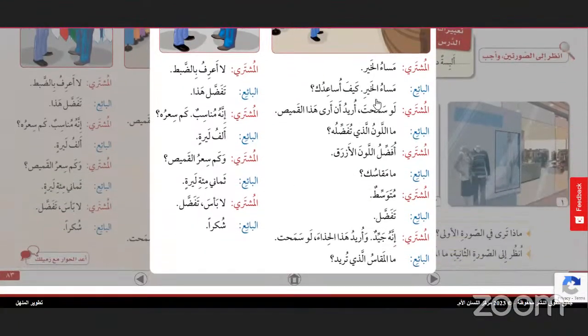استمع وقرأ. مساء الخير. مساء الخير. كيف أساعدك؟ لو سمحت. أريد أن أرى هذا القميص. ما اللون الذي تفضله؟ أفضل اللون الأزرق. ما مقاسك؟ متوسط. تفضل. إنه جيد. وأريد هذا الحذاء لو سمحت. ما المقاس الذي تريد؟ لا أعرف بالضبط. تفضل هذا. إنه مناسب. كم سعره؟ 1,000 ليرة. وكم سعر القميص؟ 800 ليرة. لا بأس. تفضل. شكرا.